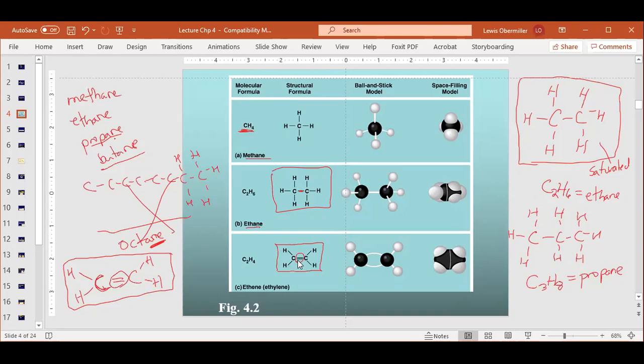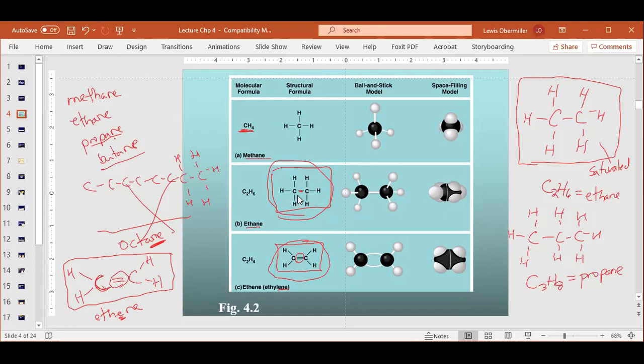So when we have a double bond like this, it's a different shape, and you guys can just look at it and see it's a different shape. And that means that it's different. So this is actually called ethene. We change the A to an E to symbolize that it has a double bond in it. Any questions about that?